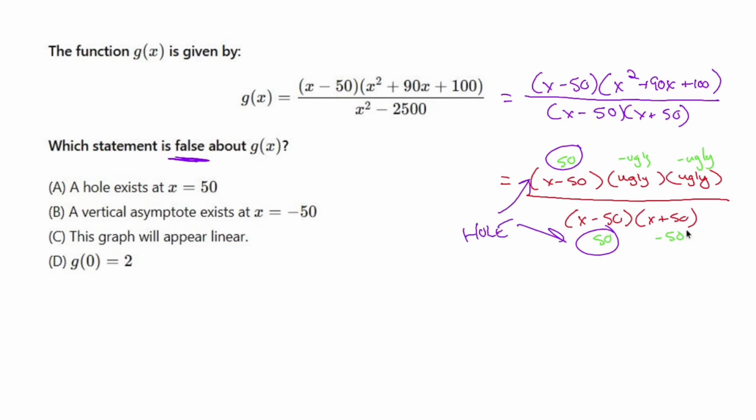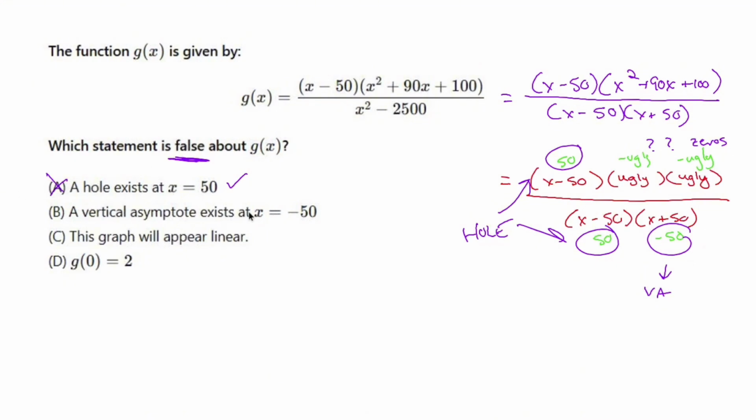Negative 50. And by the way, same thing with regular 50, since the only way that you're going to get answers for this, they're going to be ugly numbers, there's no way that any of them are going to be 50. So none of these are going to match up, none of them. So negative 50 is a vertical asymptote no matter what. And whatever these guys are, who cares, they're going to be zeros. Okay, so a hole exists at 50. Is that a true statement? Yes. I want the false statement, so A is not going to work for me.